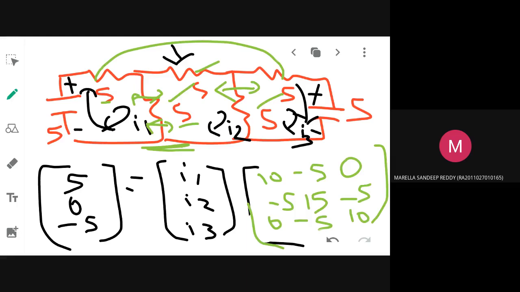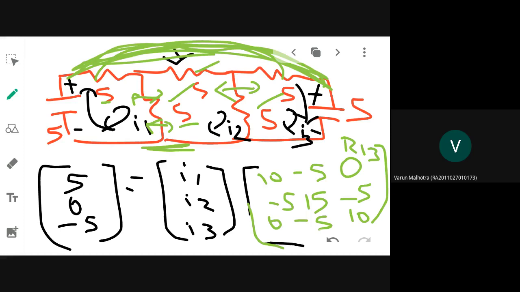This was pointed out by Yasha. Thank you. So remember, between 1 and 3 there is no resistance. Between these two, no common value of resistance, so 0 only.